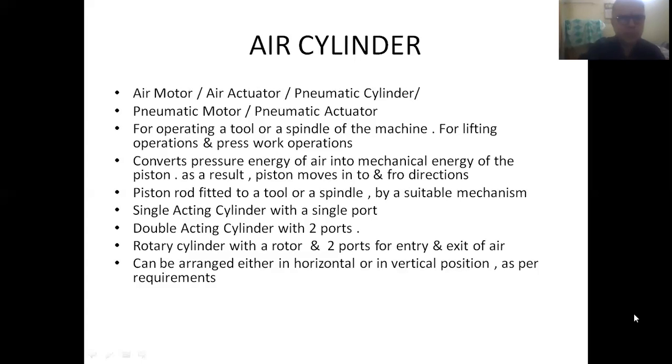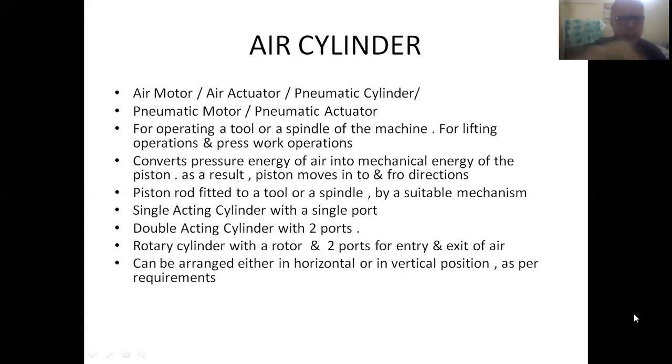So piston is fitted to the piston rod, and this piston rod can be fitted to a tool for moving in to and fro directions, or by means of connecting rod mechanism, it can be fitted to a spindle. So for rotating the spindle, this connecting rod will be converting reciprocating motion of the piston into rotary motion of the spindle. So this way, these air cylinders can be used for operating tools in to and fro directions, also for rotating spindles either in clockwise or in anti-clockwise directions.